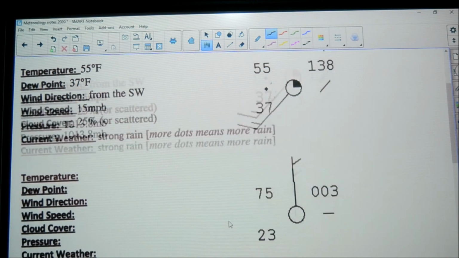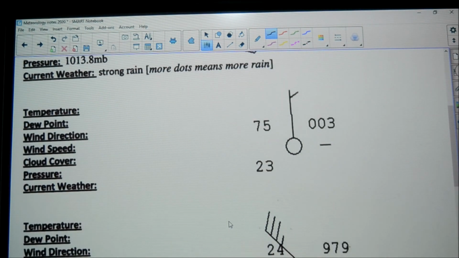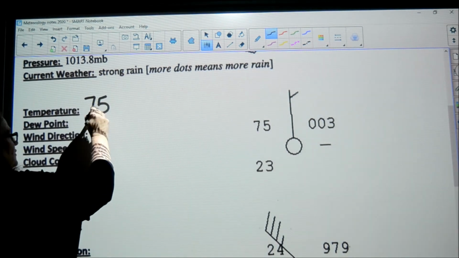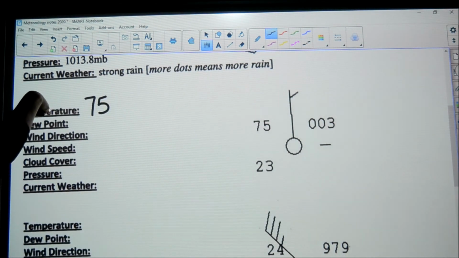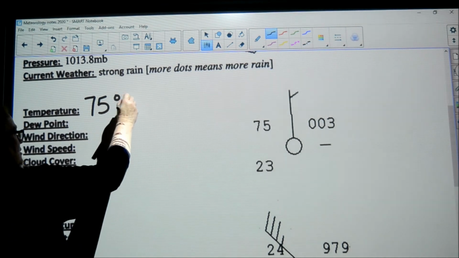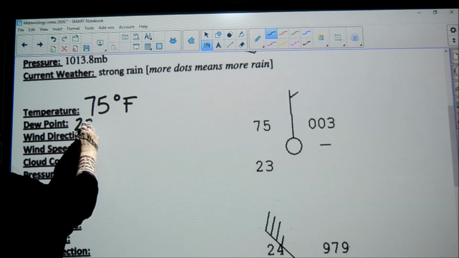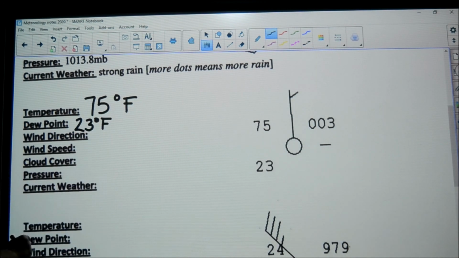Next one. Alright, first thing is my temperature. So top left, 75. Make sure if you're going from station model to your written, you need to include your units. Don't write your units, I'll be marking it wrong. Dew point bottom left, same thing, 23 degrees Fahrenheit, needs a unit. Wind direction is coming from the north. It's got a short feather, so 5 knots.